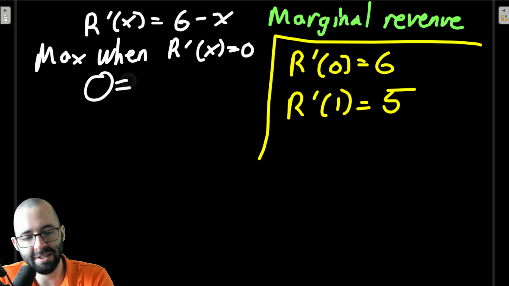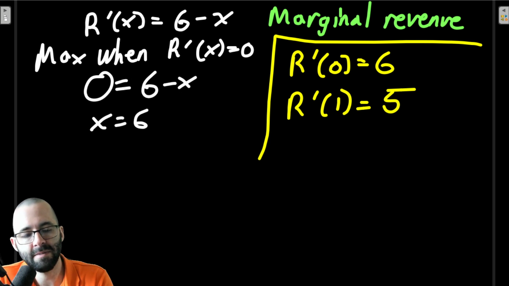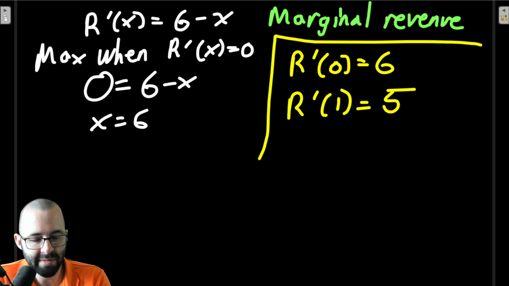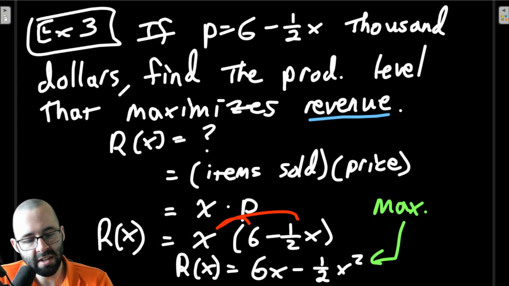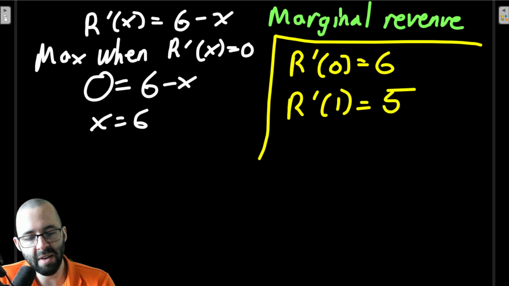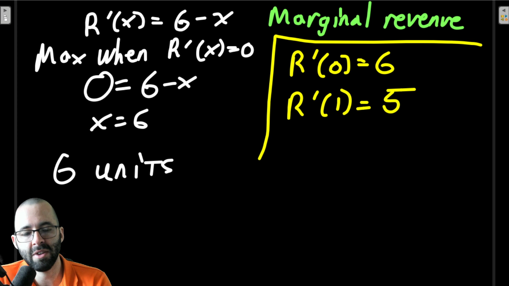So we just set this equal to 0 and solve for x. Add x to both sides, and we get x is equal to 6. We could use a derivative test to show that this is a maximum, but I'm not going to make you do it for this section. The question asked to find the production level that maximizes revenue: 6 units. That's the production level that maximizes revenue.